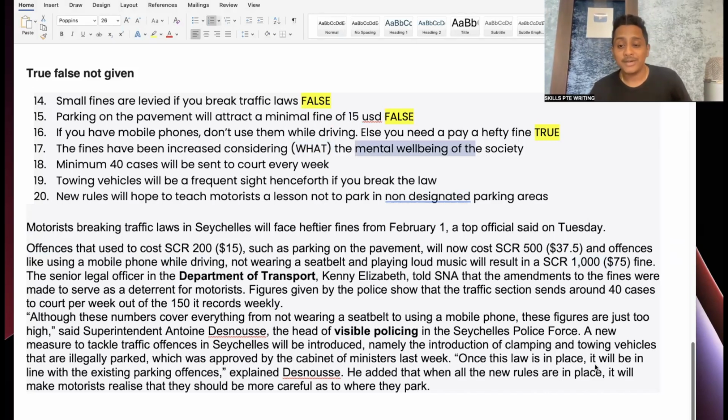No, Shubham, they have written 75. This is where they wrote hefty fine, no? Heftier fines. Everywhere it's hefty fine. So $75 is definitely hefty. Okay, which is that word? What is the answer? The fines have been increased considering what? Anybody? Read the paragraph and tell me why the fines have been increased.